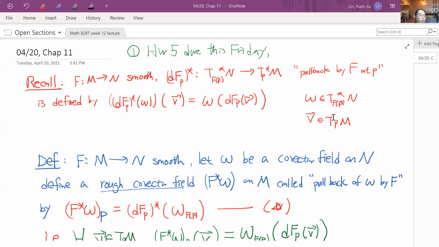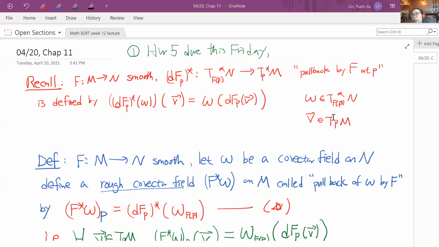Okay, so today our goal is, first, there's still a few things that I want to mention about pullback of the covector field. I'm going to first recall the definition of pulling back a covector field by a map. Then once we can define that, we're going to take a look at some properties for pullback of a covector field. For example, we can use that to do a lot of computation.